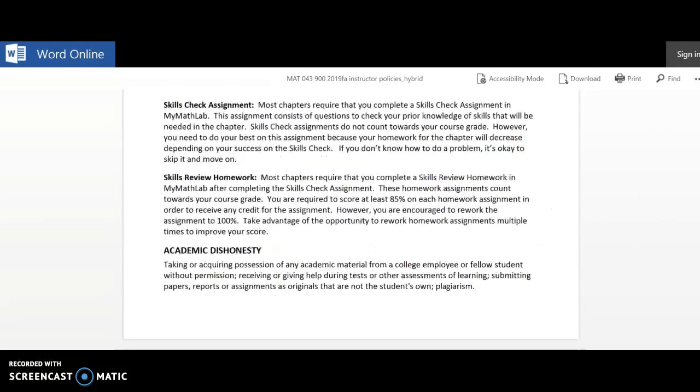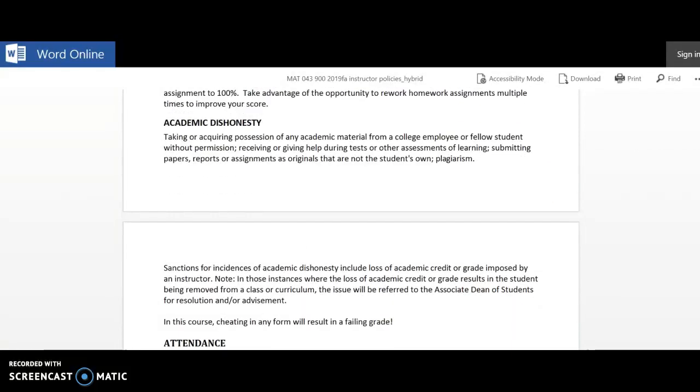Then we have the academic dishonesty policy. Cheating of any type will not be tolerated and will result in a failing grade.